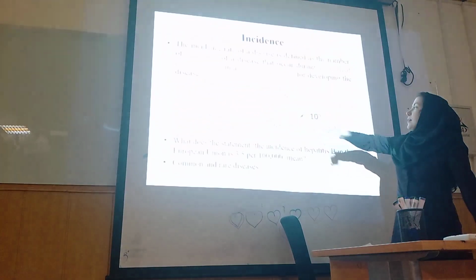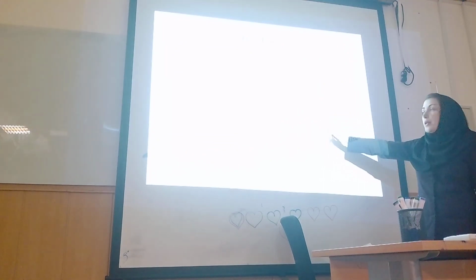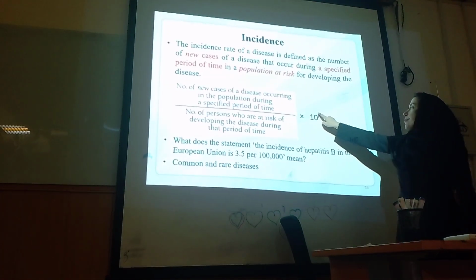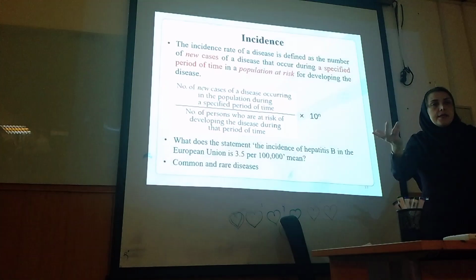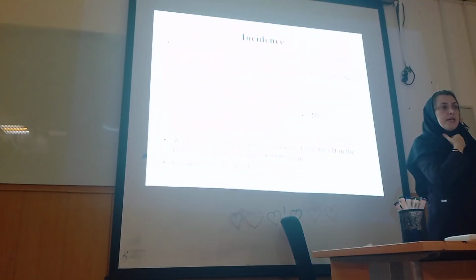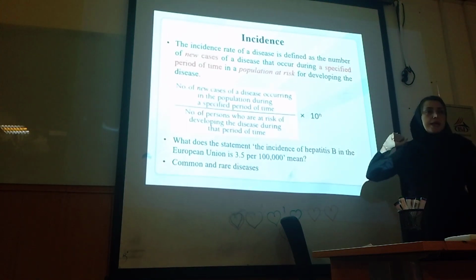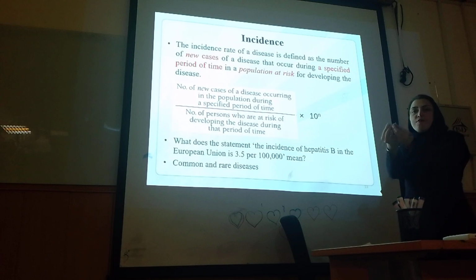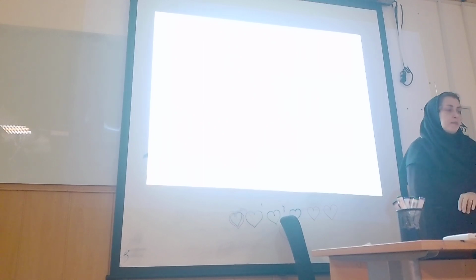We have 10 raised to the power of n. For rare diseases, we may increase the n. For example, per 1 million, we have 1 new case. For common diseases, we decrease the n. For example, per 1,000, we have so many cases. That is the difference between rare and common disease.